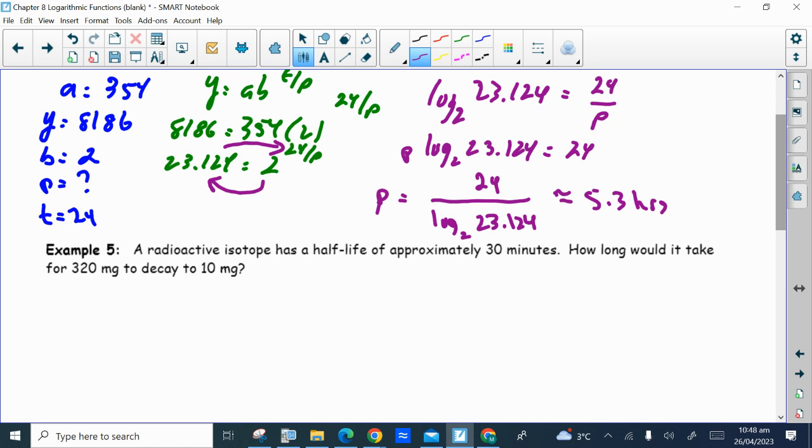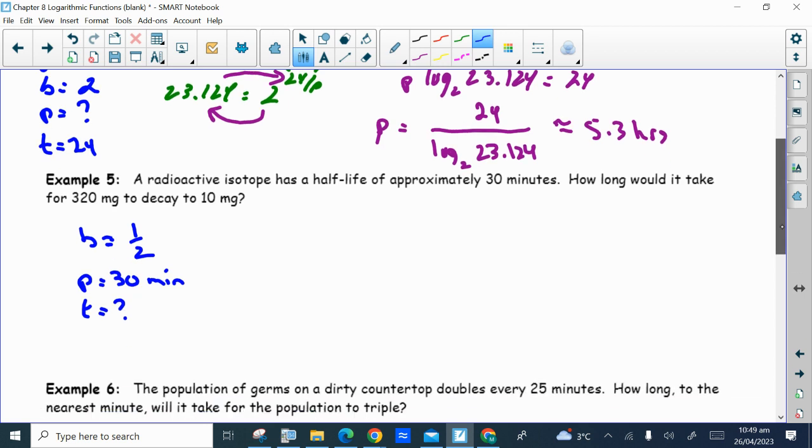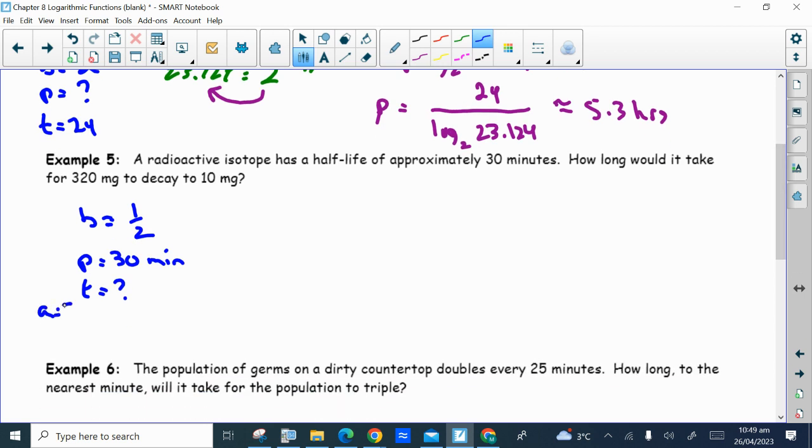Number 5, a radioactive isotope has a half-life. So that means our growth factor is a half. That's what's happening to this sample of this radioactive isotope. Its amount is being cut in half. And we're told that the half-life is every 30 minutes. So that is our growth period, every 30 minutes. How long would it take? So we want to know what t, the time, is, for an initial amount of 320 milligrams to decay to a final amount of 10 milligrams.